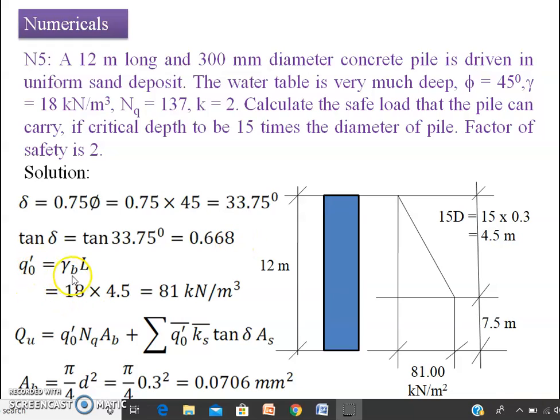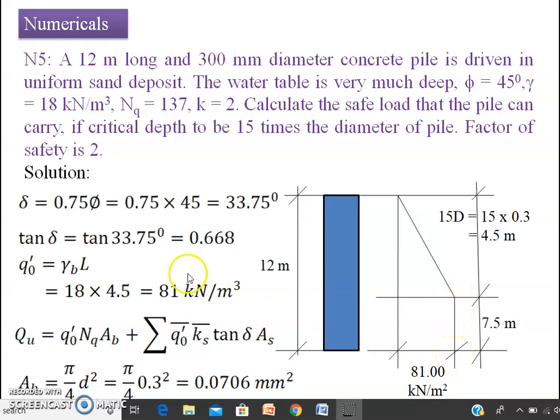Q naught dash equals gamma into L. Since the water table effect is not there, throughout I will assume the same unit weight of the soil. So 18 multiplied by 4.5. I am going to take a linear distribution up to this. 18 multiplied by 4.5 comes to be 81. Thereafter it becomes constant.